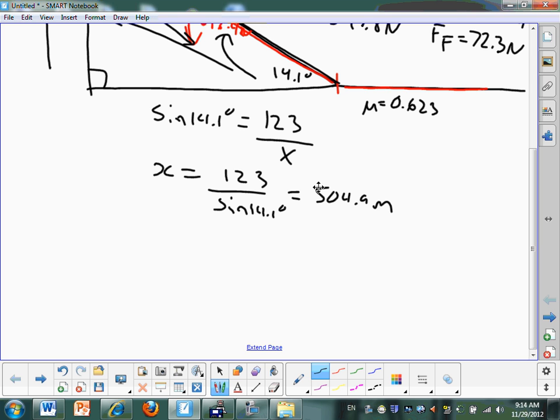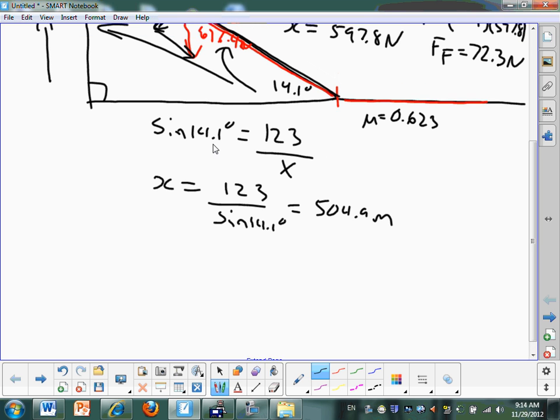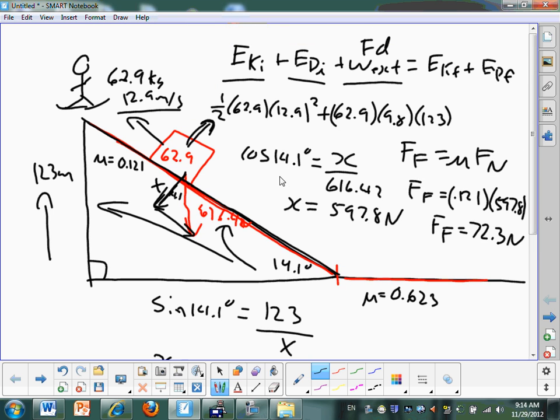Now, it definitely makes sense that it would be much longer because it is the hypotenuse. So I go back to my original equation, minus my force, which was 72.3, and my distance, 504.9. That expression gives me the amount of energy I should have when I get to the bottom. Energy is not created nor destroyed, it only changes forms, so from this side it would be equal to that side.